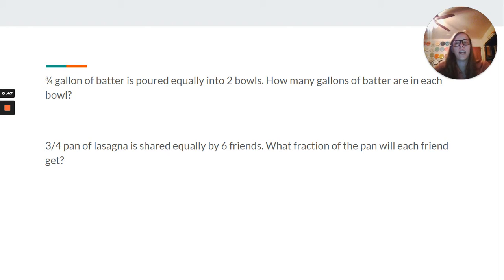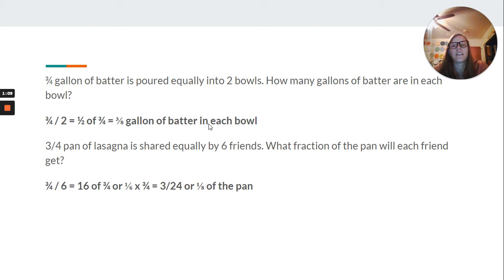So 3/4 of a gallon of batter is poured equally into 2 bowls. How many gallons of batter are in each bowl? 3/4 divided by 2, or half of 3/4, is 3/8. So there's 3/8 gallon of batter in each bowl. 3/4 of a pan of lasagna shared equally by 6 friends. What fraction does each get?